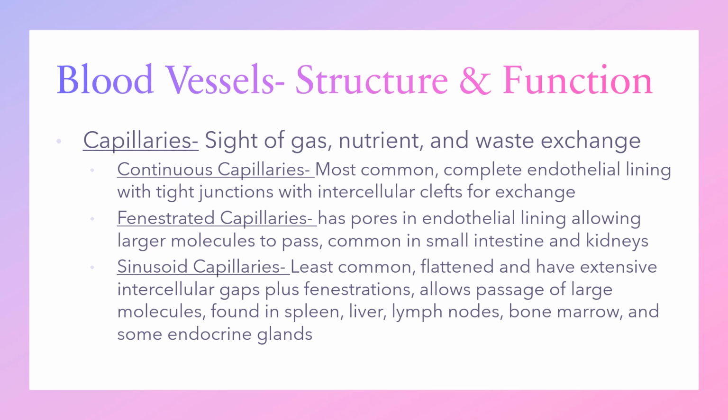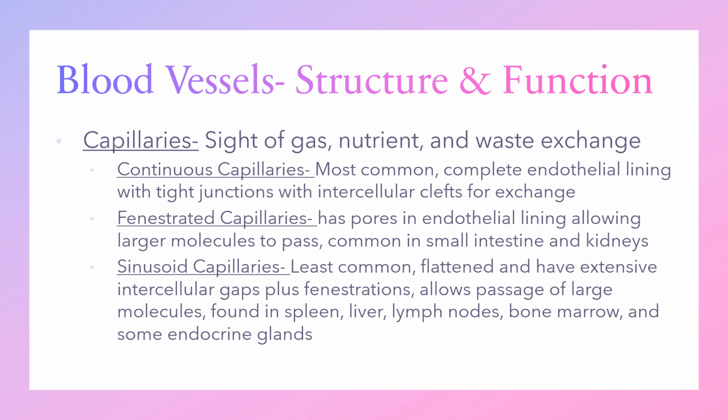The next capillary is sinusoidal capillaries. They are larger and more irregularly shaped than continuous or fenestrated capillaries. They have more significant gaps between the endothelium cells and a discontinuous basement membrane, making them highly permeable. They are primarily found in the liver, spleen, bone marrow, and lymphoid tissue.